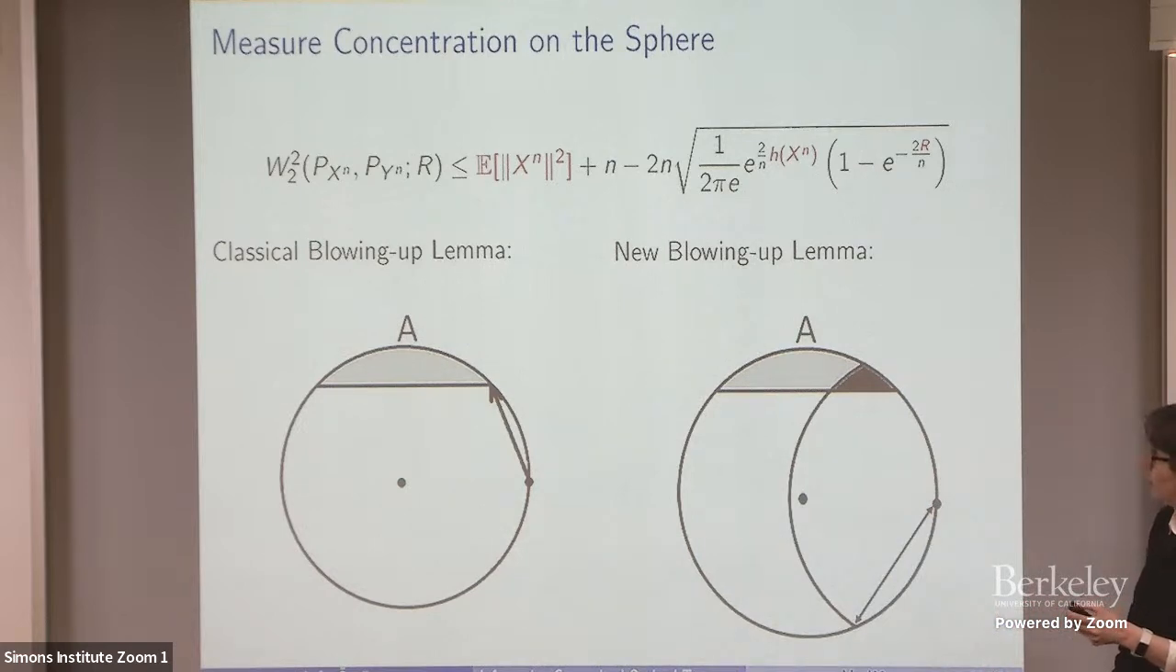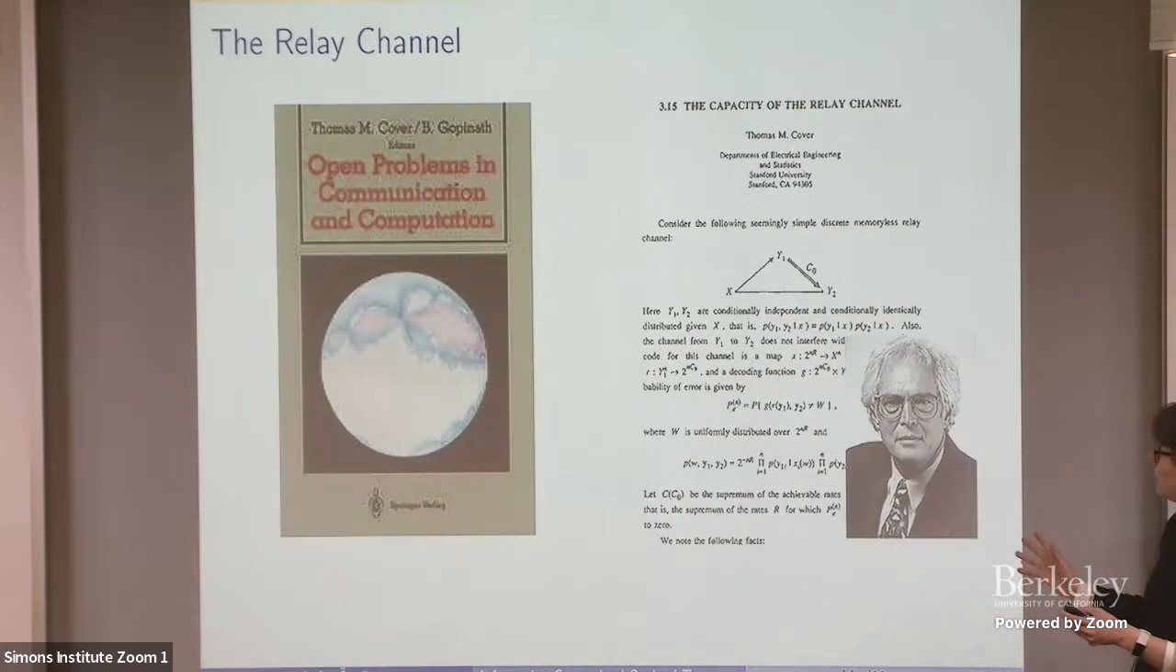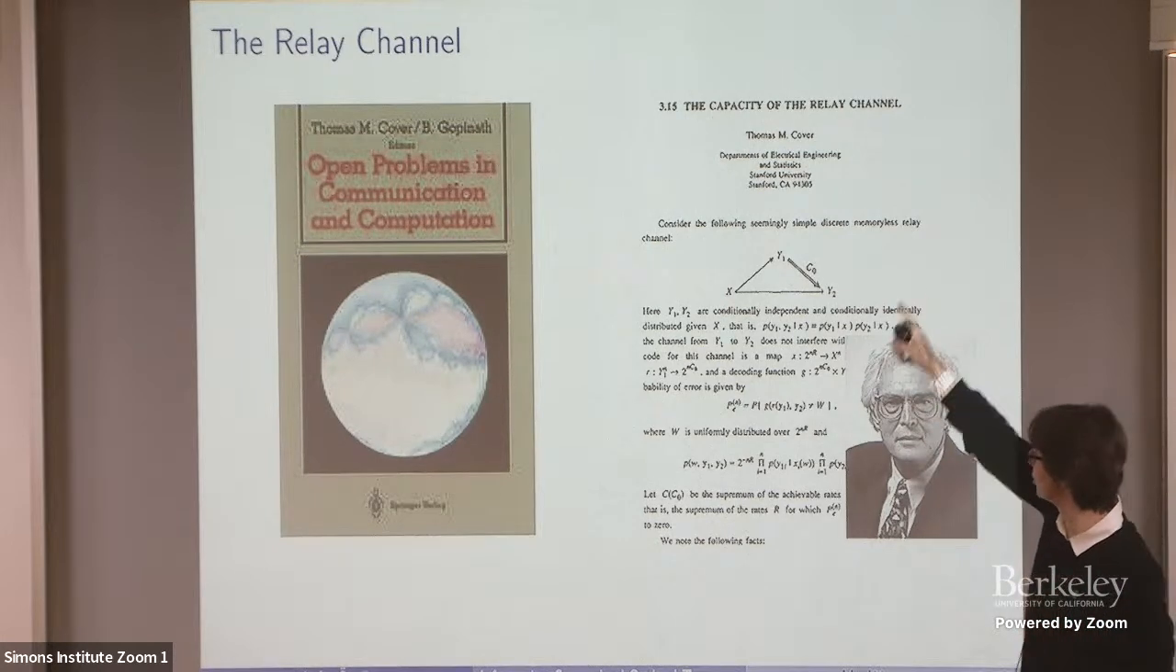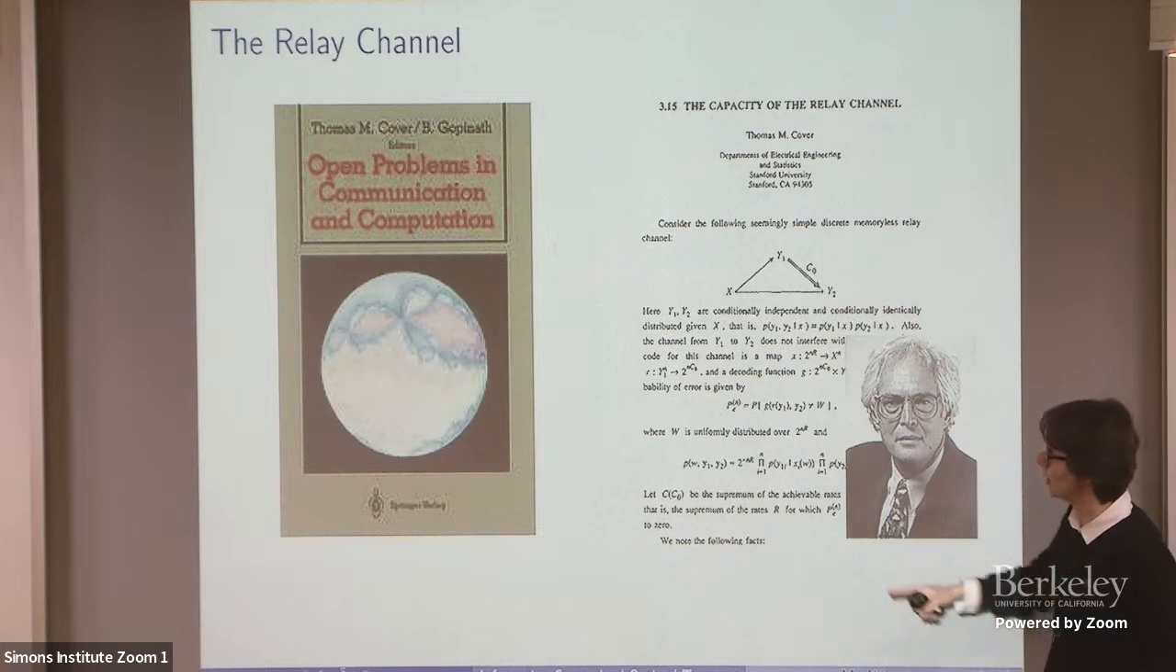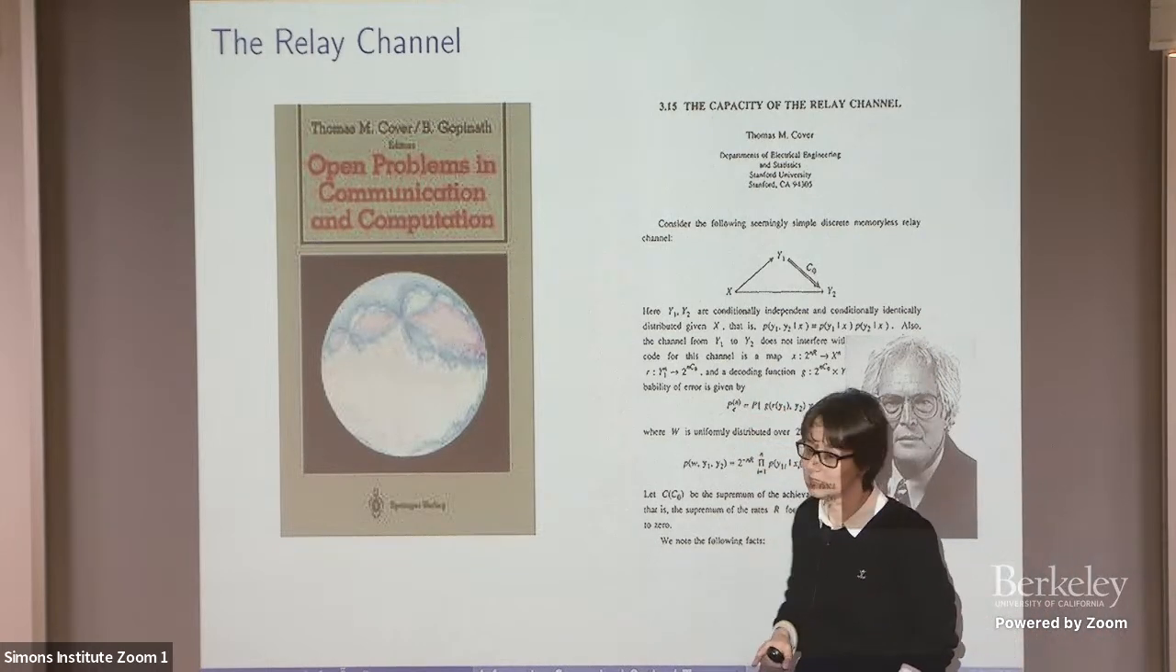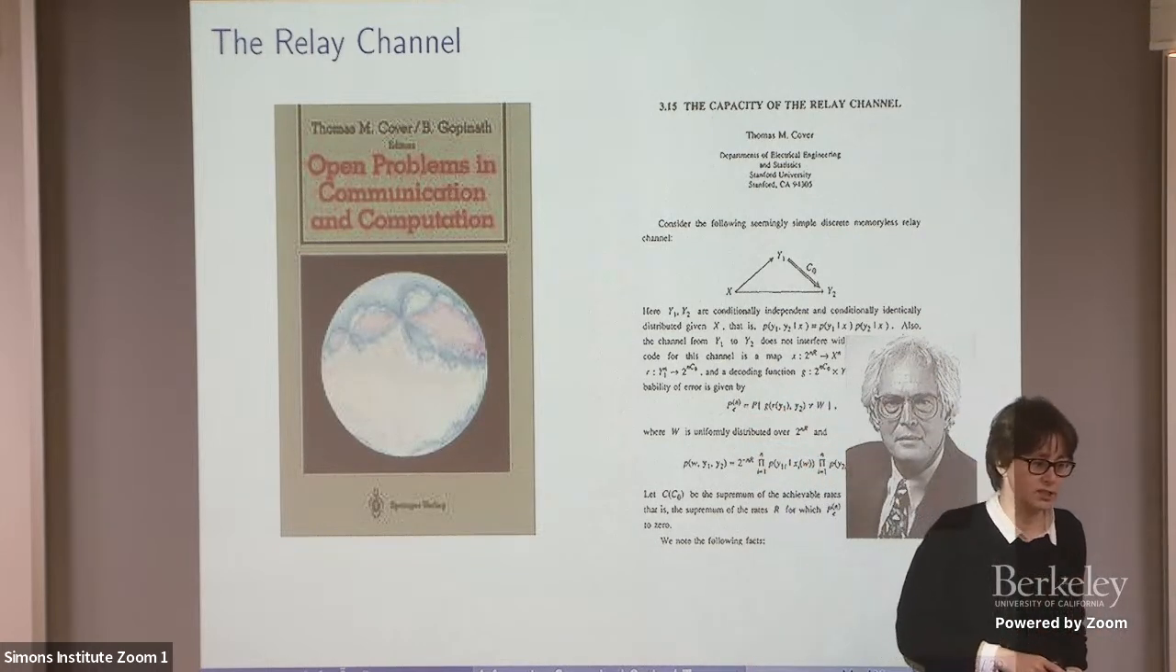And all this, for us, really started when we were looking at this problem, a classical problem in information theory: the capacity of the relay channel. We were intrigued by a version of this problem that was formulated by Tom Cover in the book Open Problems in Communication and Computation in the 80s.